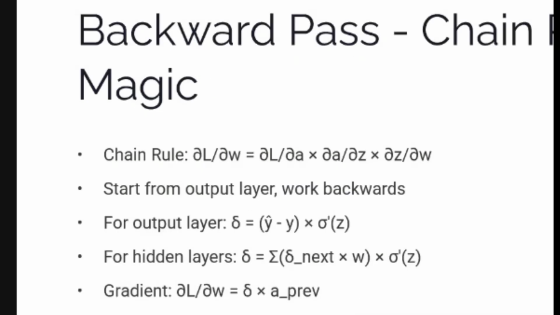Now the backward pass. This process is how we actually improve the network. The chain rule helps us trace back through the network. For each weight, we calculate how much changing it would reduce the error. The delta represents the error signal flowing backwards through each layer. The gradient tells us both the direction and the magnitude to adjust each weight. Finally, we update each weight by a small amount in the direction that reduces the error.